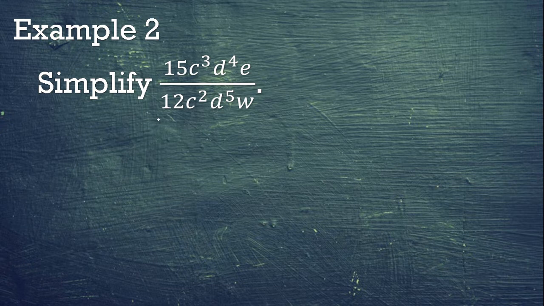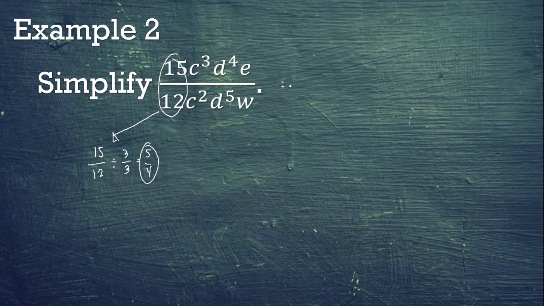Example number 2. In this kind of problem, we will apply the law of exponents. So first, let's take a look at the numerical coefficient of the expression. We have here 15 and 12. So let's try if they have the same divisibility. 15 and 12 are both divisible by 3. So now we can divide them by 3. 15 divided by 3 is equal to 5, and 12 divided by 3 is equal to 4.